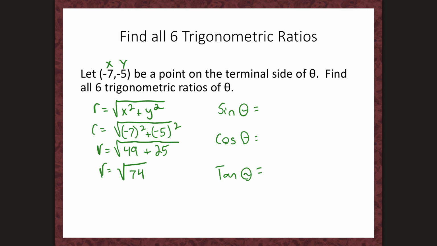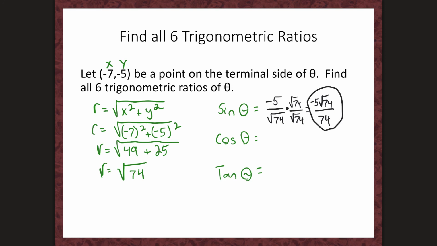All right. So the sine of theta, previously we saw, will be y over r. Well, our y is -5 and our r is the square root of 74. Right off the bat, we've got to rationalize one. That's okay. So we're going to multiply this by the square root of 74 over the square root of 74. And I get -5 times the square root of 74 over 74. And I can't even reduce that. But that's the answer. It doesn't have to be pretty.